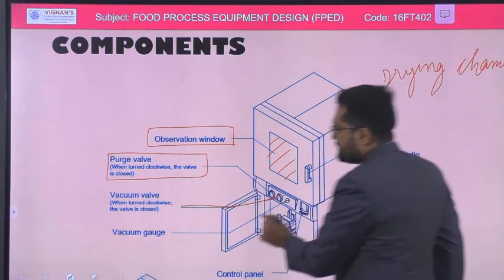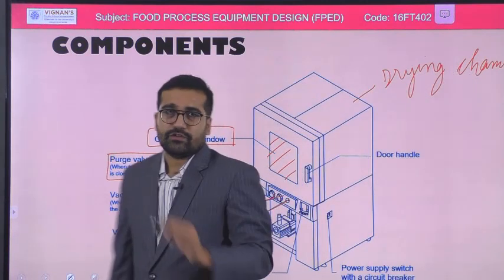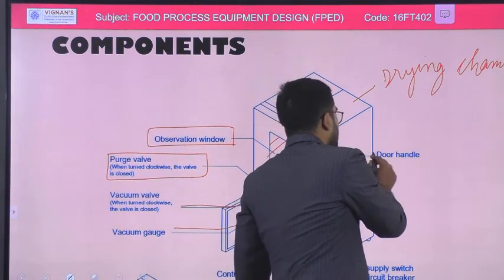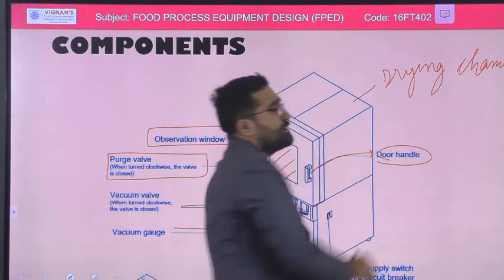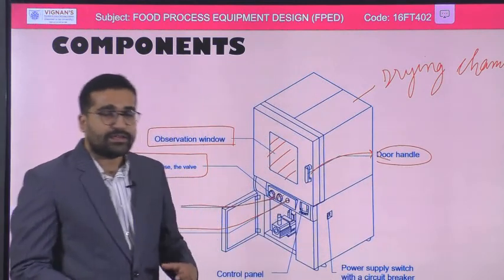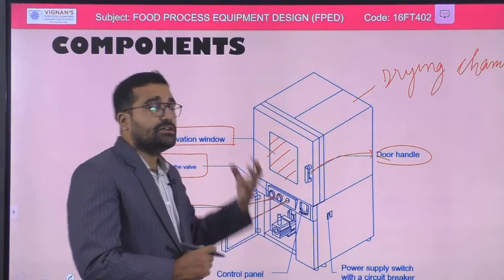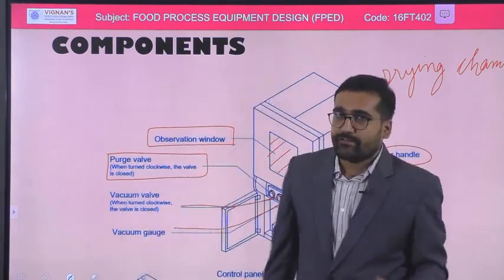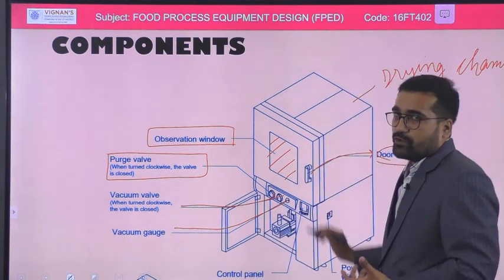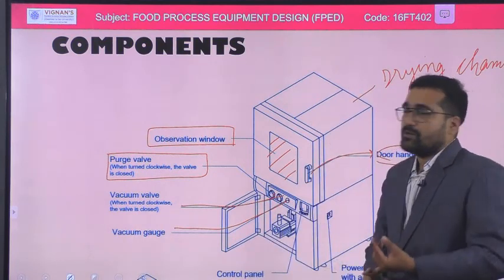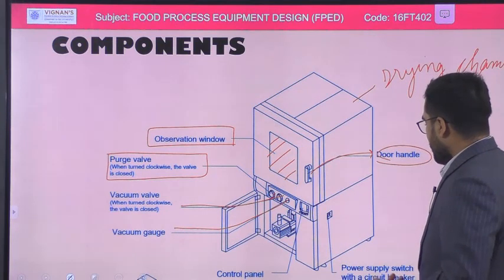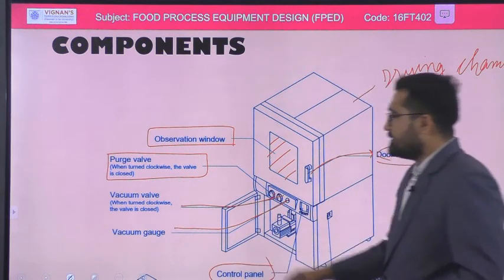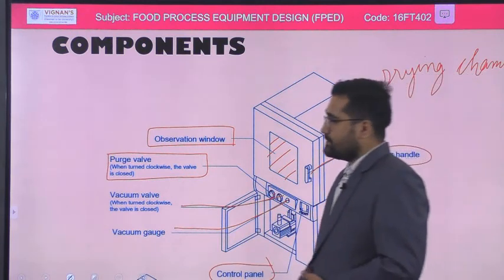Then a vacuum gauge is there, which measures the vacuum inside the chamber. Then this is the drying chamber. Then a handle or door should be there. The door should be tight. You have seen the sterilizer and all those things; those doors are what we use for vacuum chambers. Vacuum dryer doors are seal-proof doors with gaskets. And then there is the power supply switch with the control panel. These are the components of a vacuum dryer.